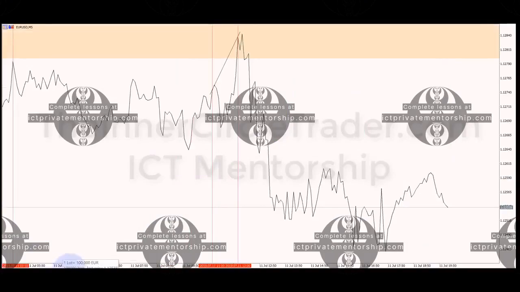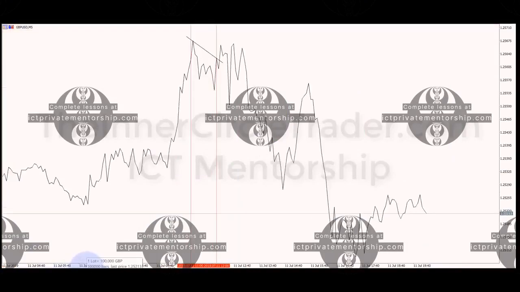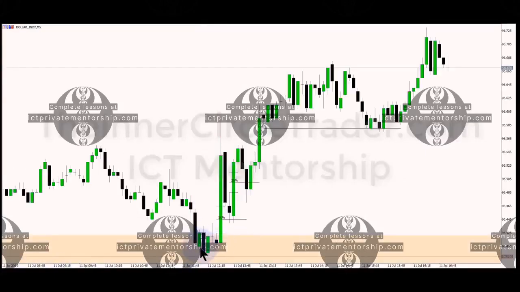Higher high in euro, lower high in cable. At the same time, the dollar index was slamming into its bullish order block relative to its daily chart.